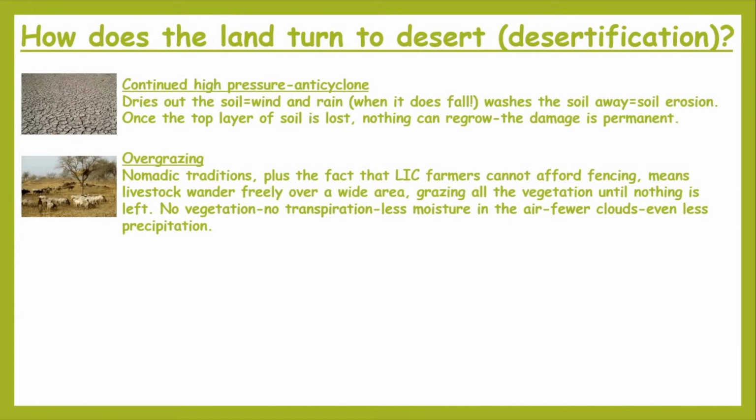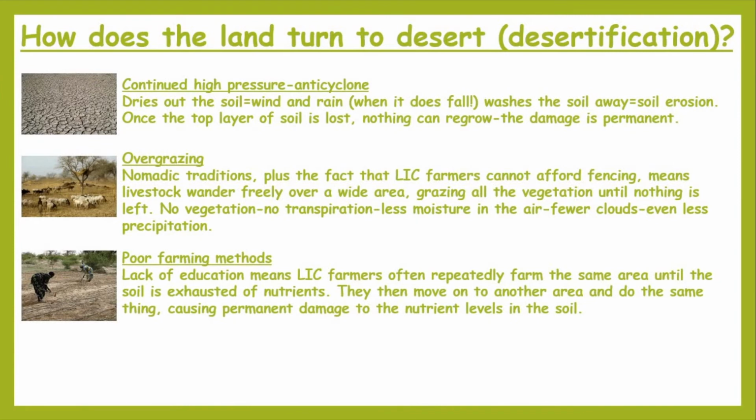Now, if everything's been eaten, if there's no vegetation left, again, you've broken the water cycle. There'll be no transpiration coming off that vegetation anymore. So there's less moisture in the air, fewer clouds form, and there's even less precipitation. So you're creating this really bad feedback loop of less and less and less rainfall. More and more and more land is going to turn to desert.